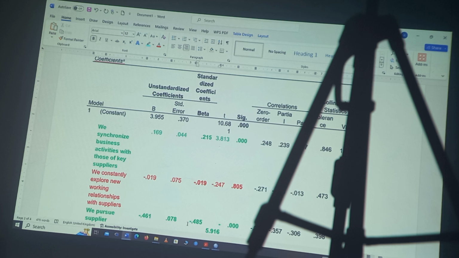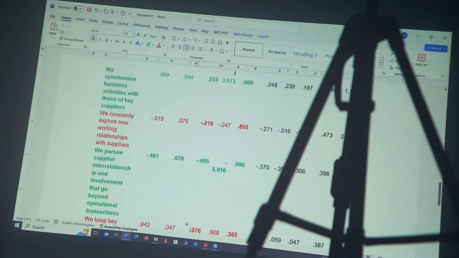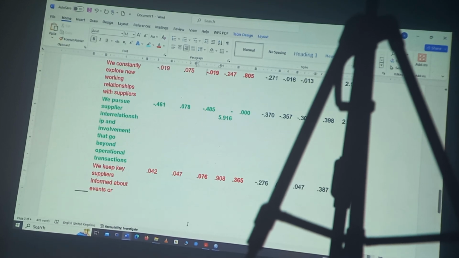What advice do you give to management? Instead of improving the profitability, it is reducing it by this margin. So let me say we pursue supplier interrelationship and involvement that go beyond operational transactions. And this one is reducing the profitability significantly. So what do you tell them?